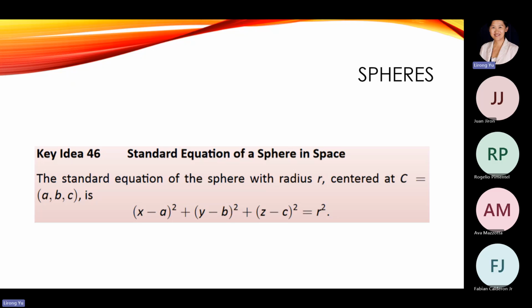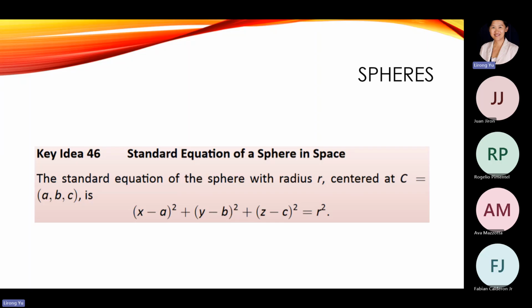So we added all the differences, squared the differences, and that is the total distance. So it should be equal to r squared. It's actually the square of the distance. Any questions? The equation here really represents any point.